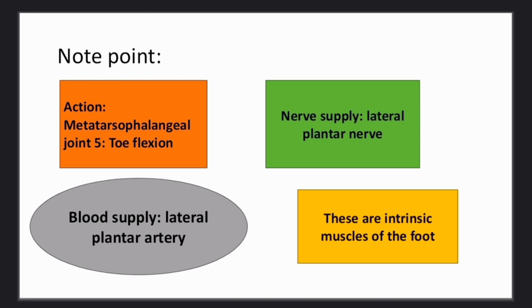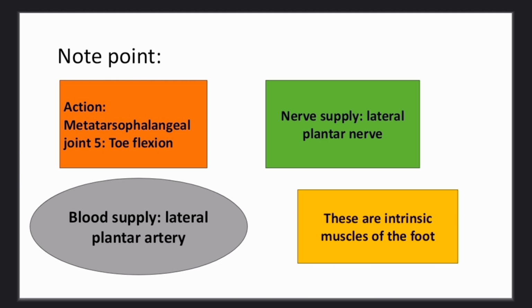Next part is the note points, which are important in my video. The first point is that all three lateral muscles of the sole of the foot, that is abductor digiti minimi, flexor digiti minimi brevis, and opponens digiti minimi, help in flexion of the fifth toe at the MTP joint, that is the metatarsophalangeal joint. Then point 2 is all three muscles are innervated by the lateral plantar nerve. You can remember this: all three muscles are innervated by the lateral plantar nerve.